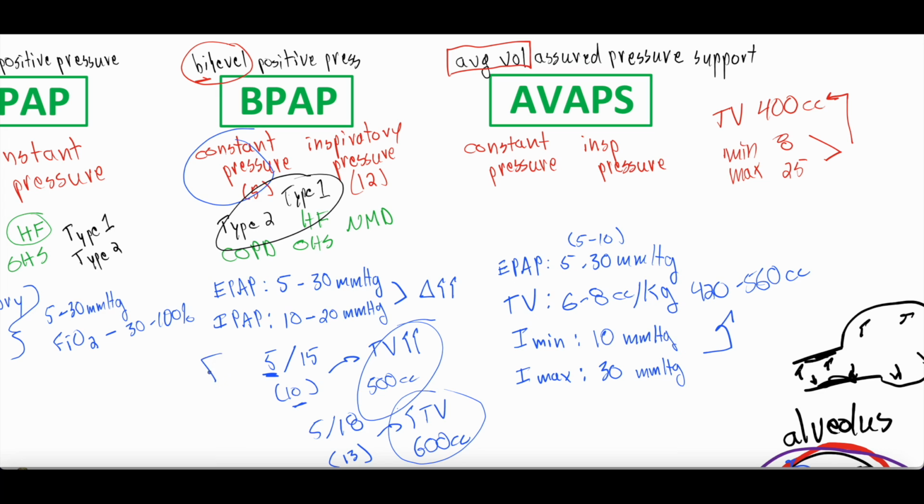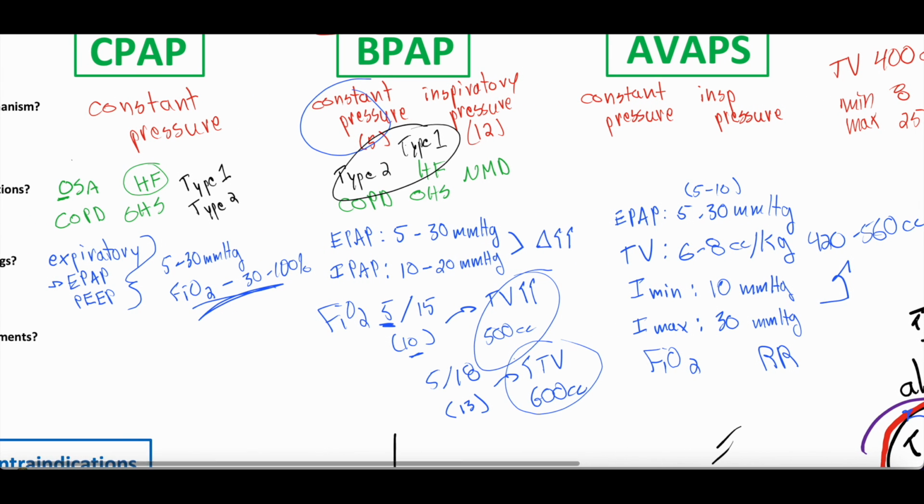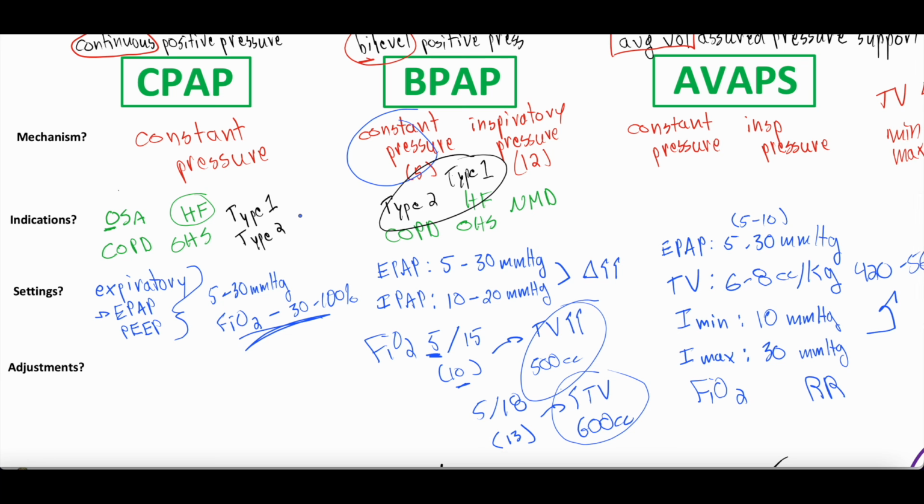And as we said, for both BiPAP and AVAPS, you also set a fraction of inspired oxygen, just like you do for CPAP. And you can set a respiratory rate as well. Usually the respiratory rate is the backup rate, just in case the patient were to stop breathing, because most patients will just breathe on their own. And every time they breathe, it will prompt the AVAPS or the BiPAP to give them that inspiratory pressure. All right, so that is CPAP, BiPAP, and AVAPS. An introduction. There's obviously a lot more complexity here.